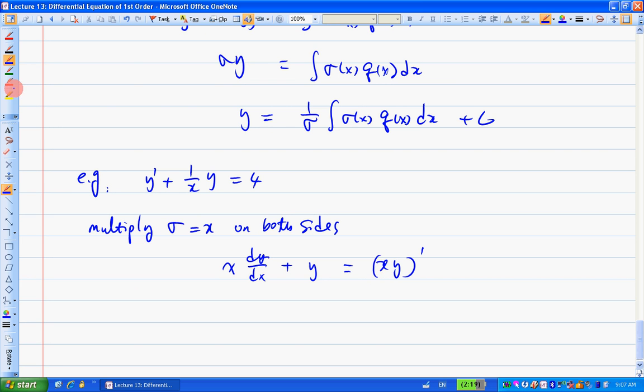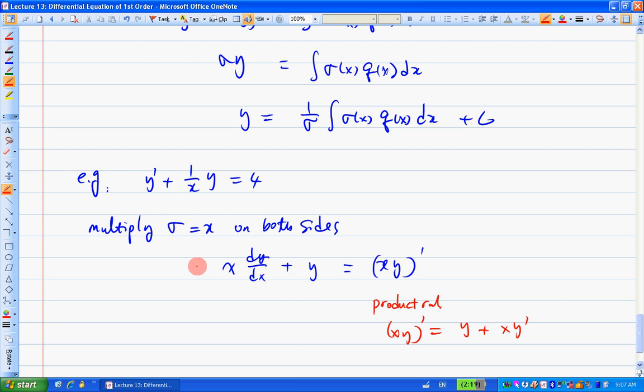Well, if you don't trust me, you can use the product rule of the derivative. If you use the product rule here, this xy prime, what does that equal? X prime first, then y. So x prime is 1, so y, then x times y prime, the second one. That's the product rule. That's basically what this is.